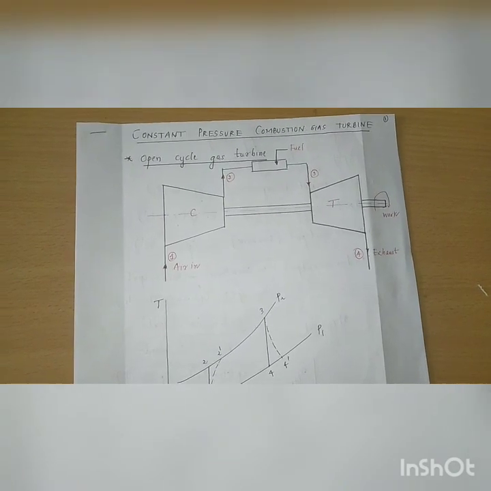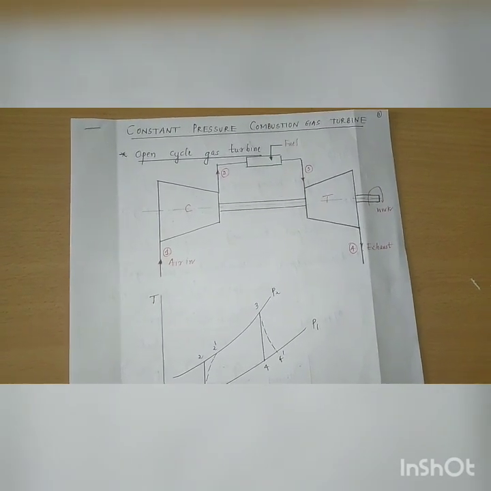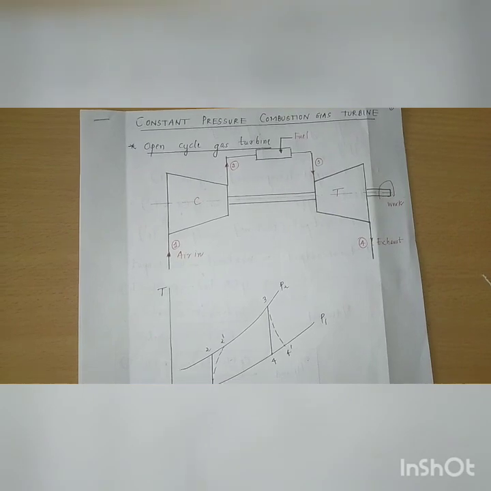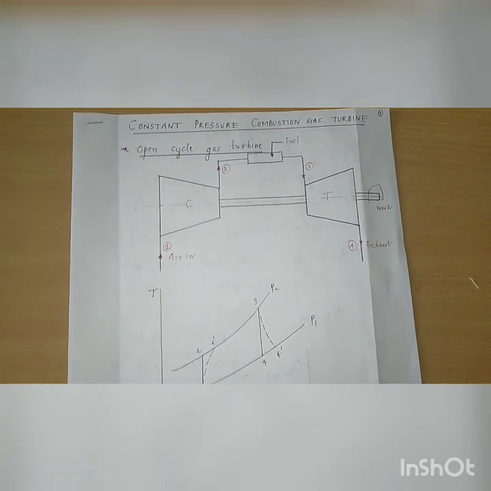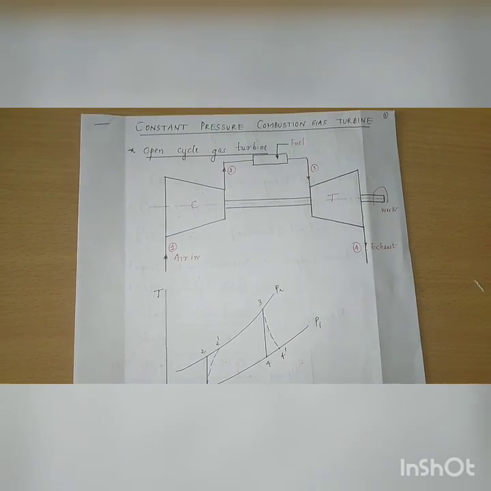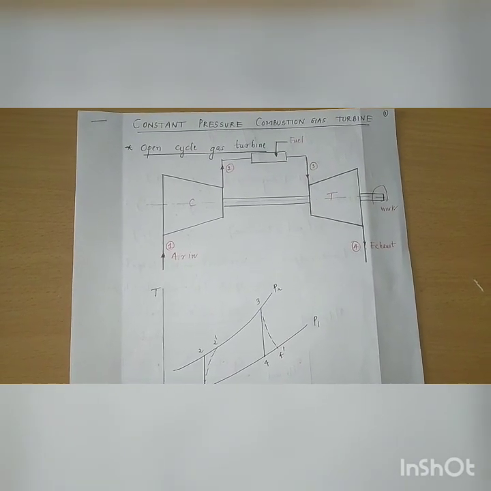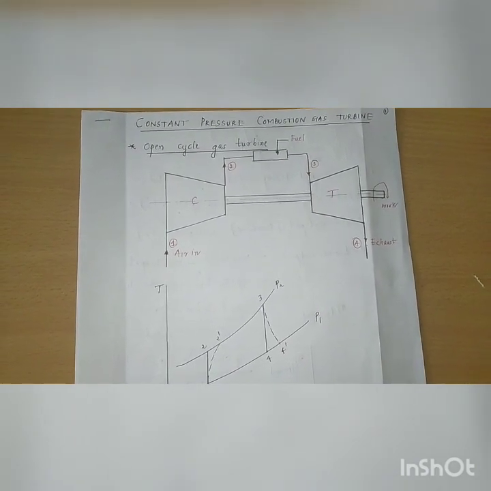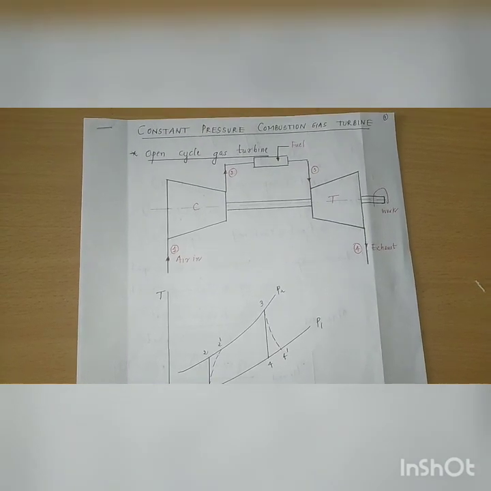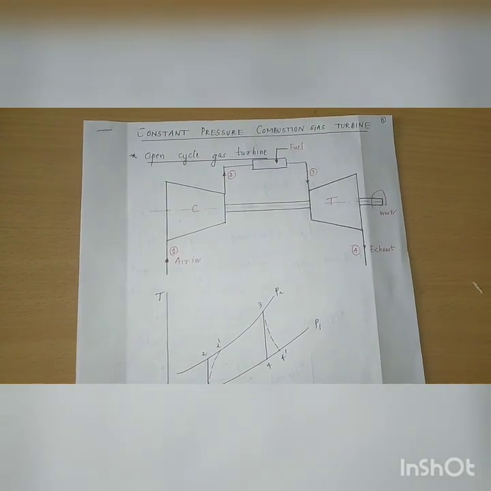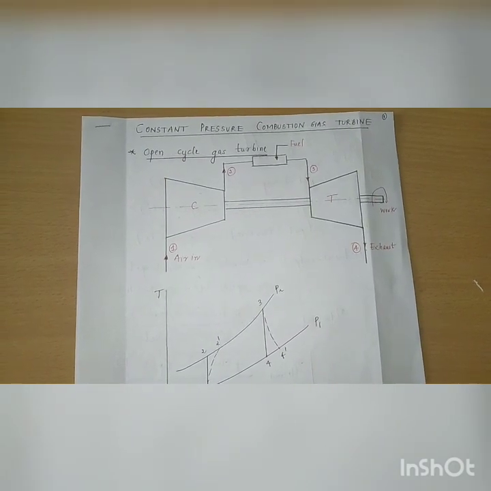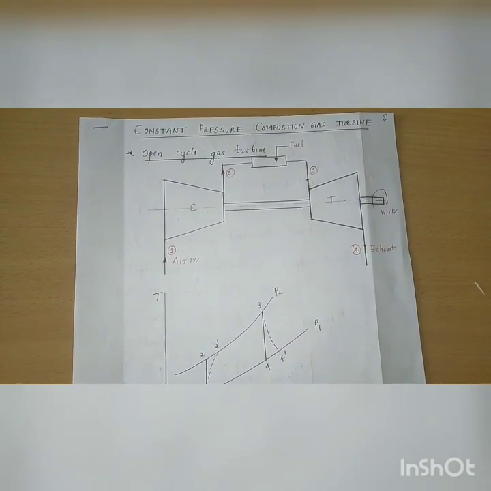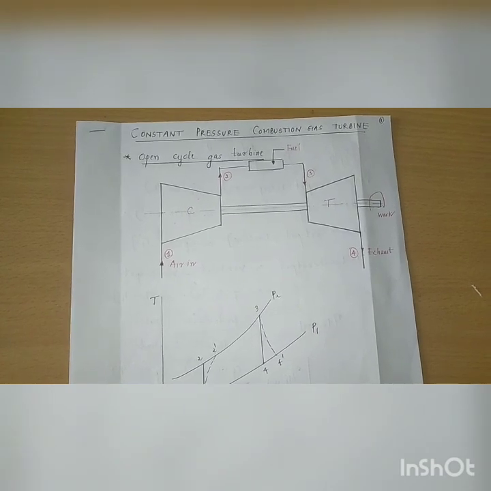volume gas turbine. Also open cycle gas turbines are there, closed cycle gas turbines are there, also semi closed gas turbines are there. In the previous section we studied the theory and working. Then we are going to the TS diagram, PV diagram, that is Joule cycle diagrams of this constant pressure open cycle gas turbine. So first let us consider the constant pressure combustion gas turbine.